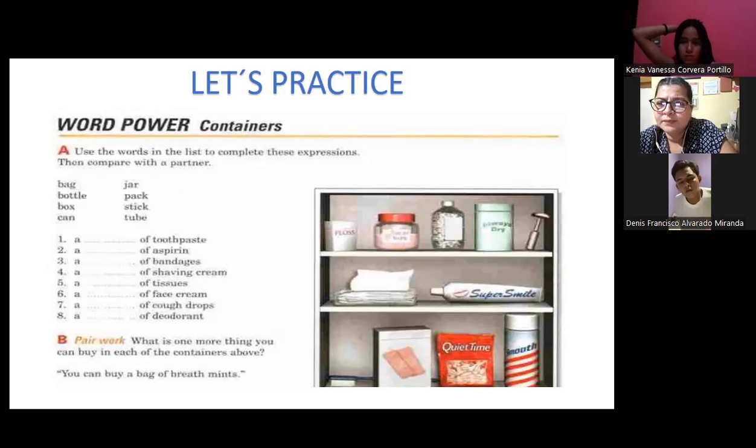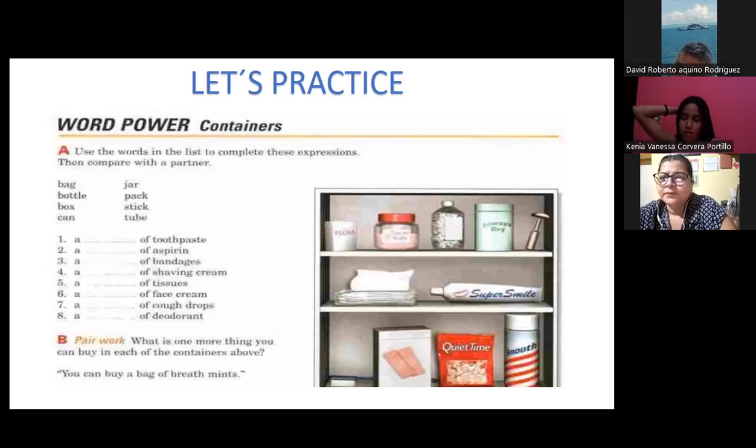It is a bag or pack. Pañuelos. ¿Puede ser un pack? Podría ser como Kleenex, a pack, right? A bag or a pack. Okay. Also, it's possible. Number six, a face cream.